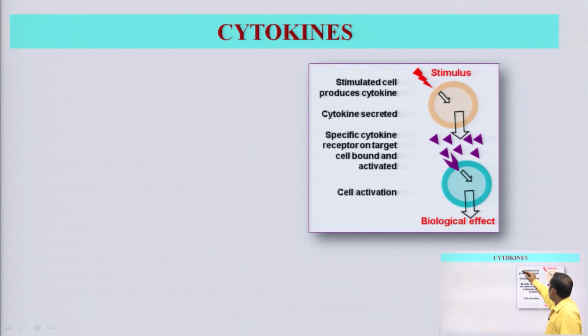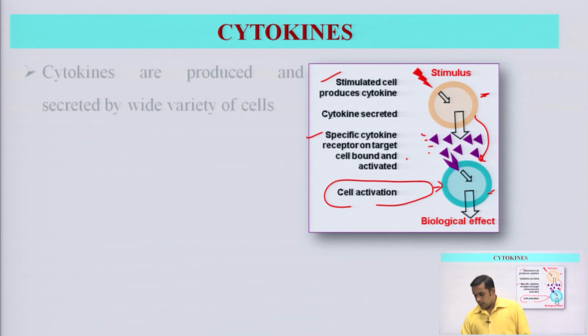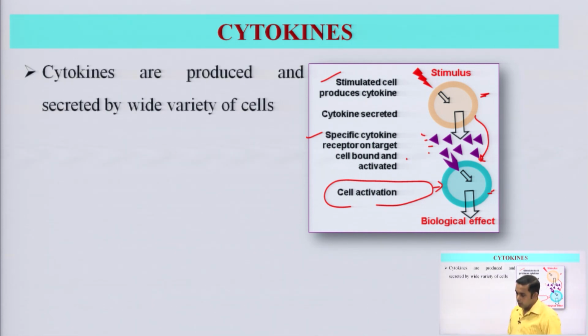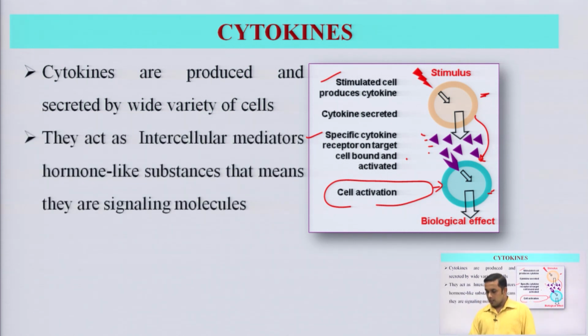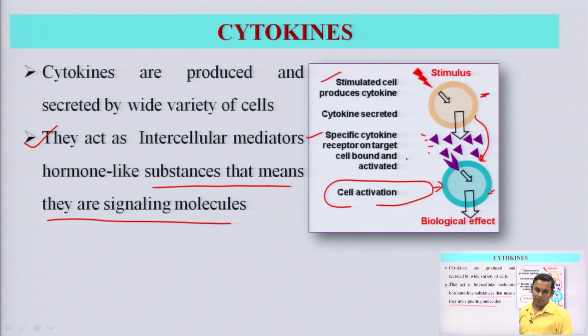For example, you have a stimulated cell producing some cytokine. The cytokine is secreted here, and the specific cytokine receptor on the target cell binds it and is activated. So this is one cell and this is another cell. It is sending some information to this cell through the secretion of cytokines, and then this cell gets activated. In detail, cytokines are produced and secreted by a wide variety of cells. They act as intercellular mediators, hormone-like substances. That means they are signaling molecules.